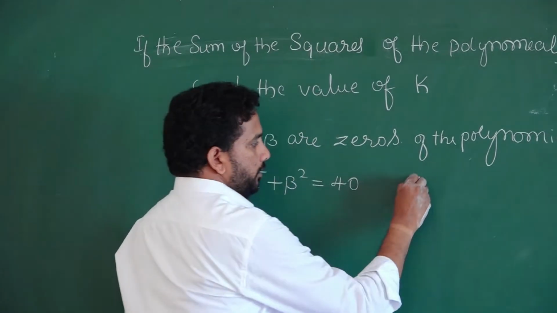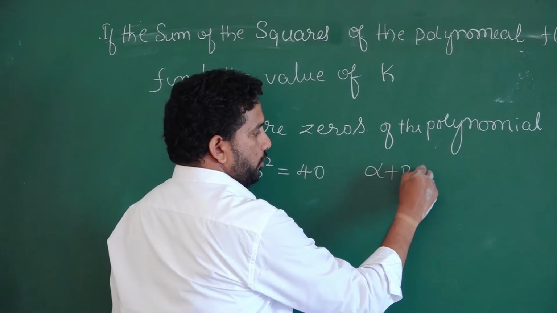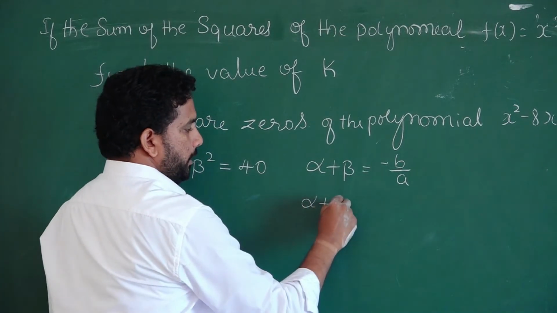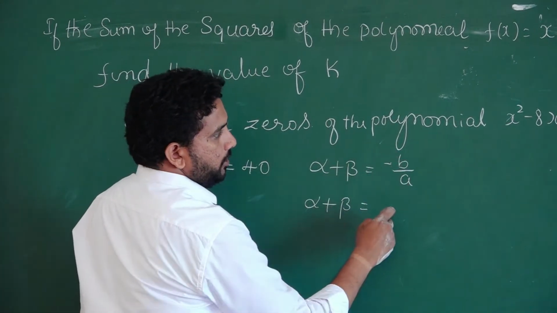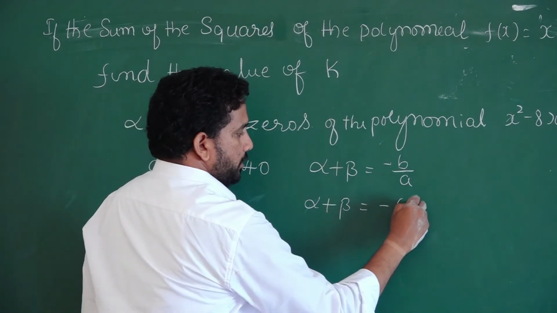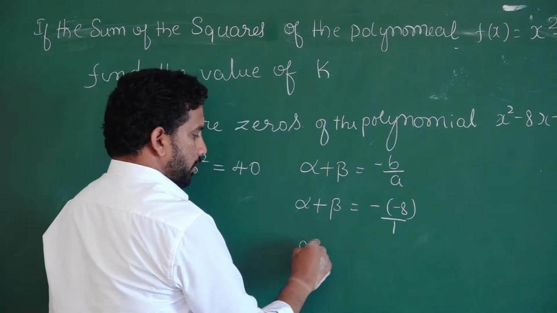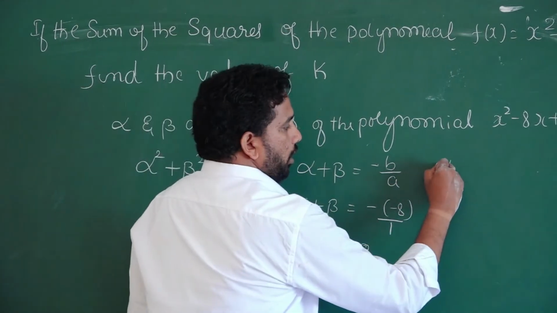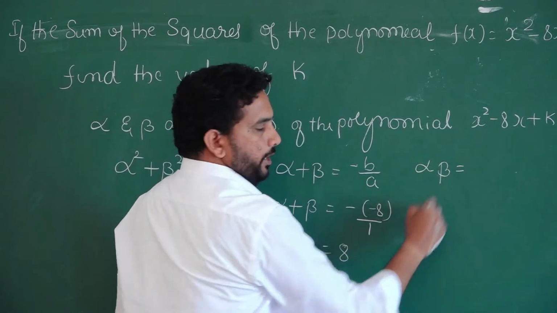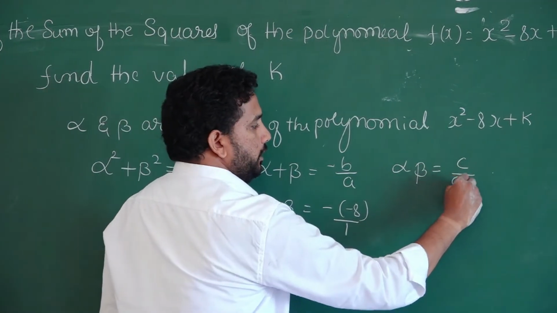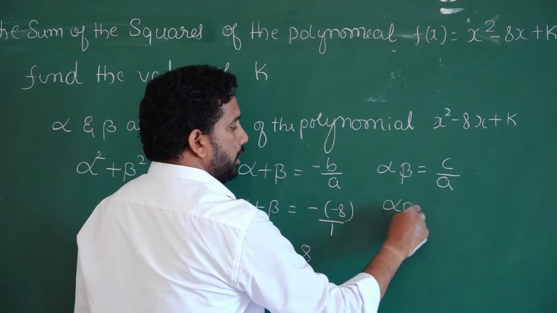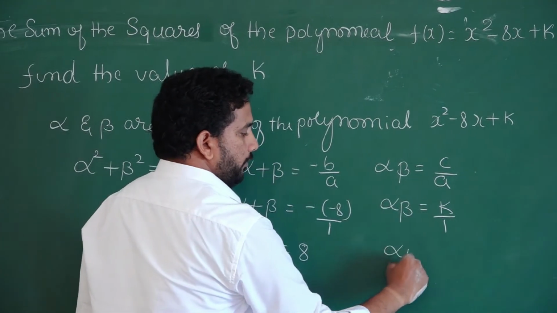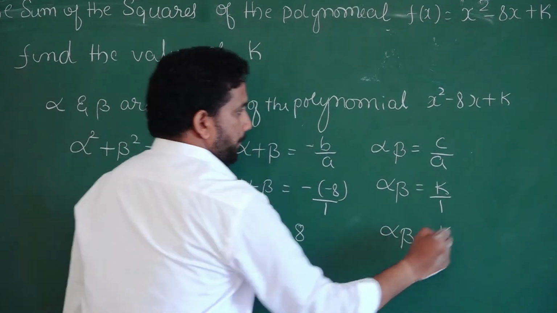And also we know that alpha plus beta is equal to minus b by a. Here alpha plus beta becomes minus of minus 8 by 1, that is alpha plus beta is equal to 8. The product of the roots alpha beta is equal to c by a, then alpha beta is equal to k by 1. Okay, therefore alpha beta is equal to k.